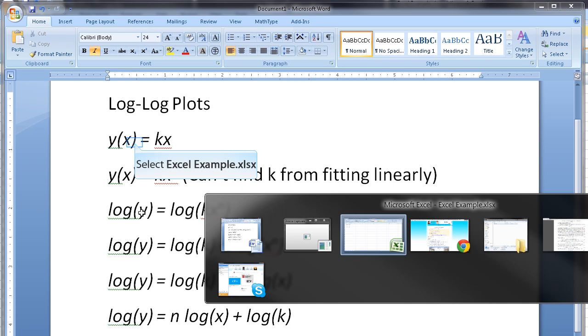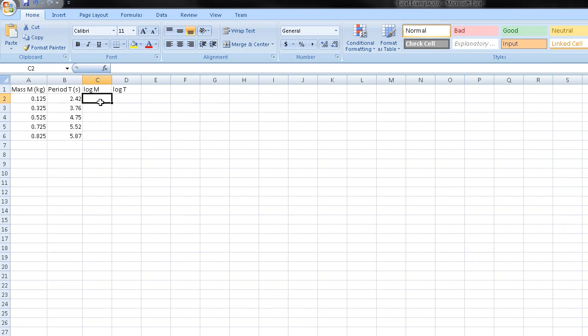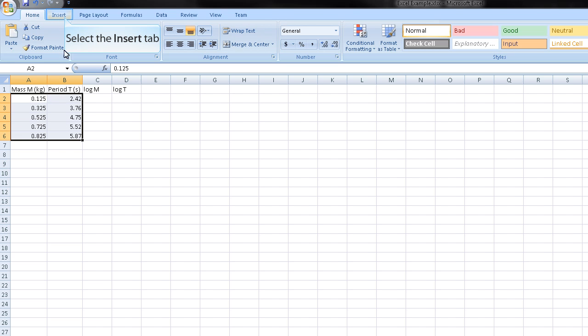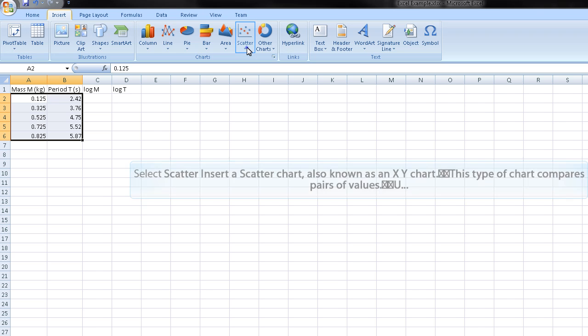So we're going to come over here to Excel. Here I have mass m and period t. This is our data, a hypothetical experiment testing how the period of an object oscillating at the end of a spring depends on the object's mass. Well, this relationship we know is a power law relationship, but let's, just for the sake of it, try to plot this. So you should know already from the previous video, very easy.